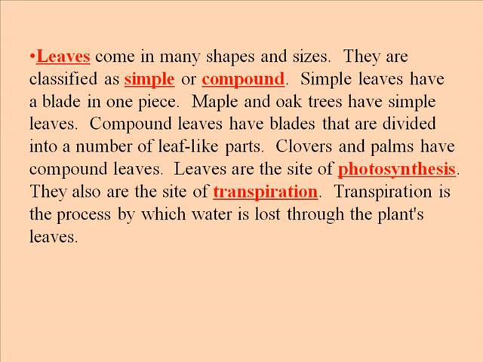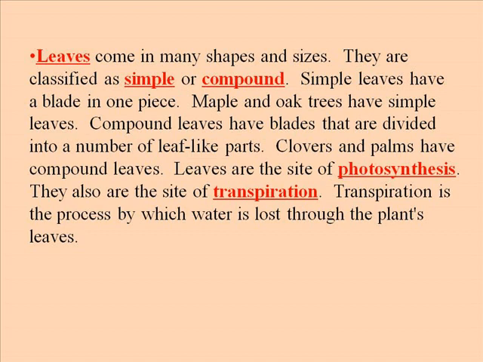Now, leaves can come in two types. The first type is simple leaf. A simple leaf has one leaf blade. Now, to explain what I'm talking about here, that means they'll look like it has one leaf per the stem that attaches it to the tree.